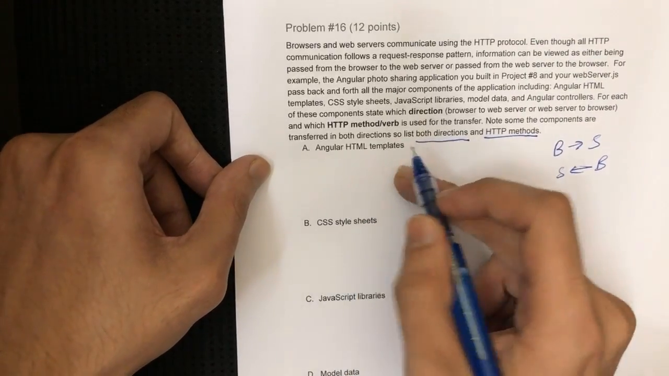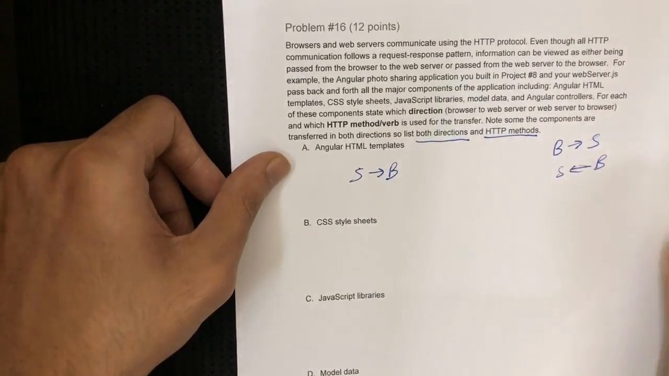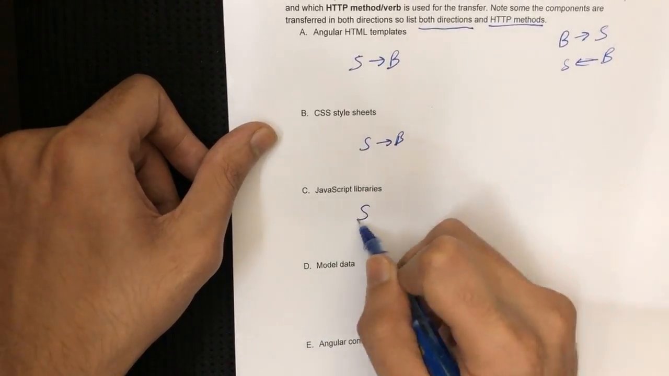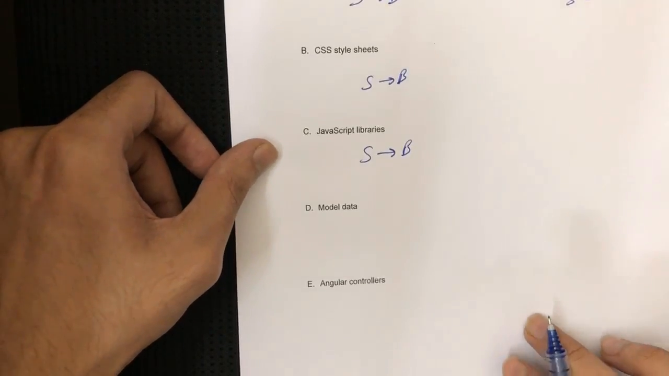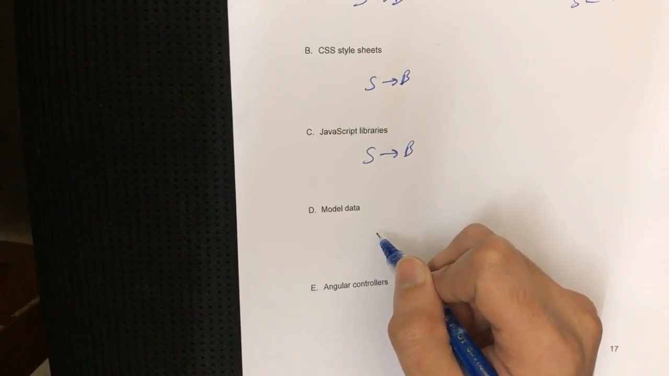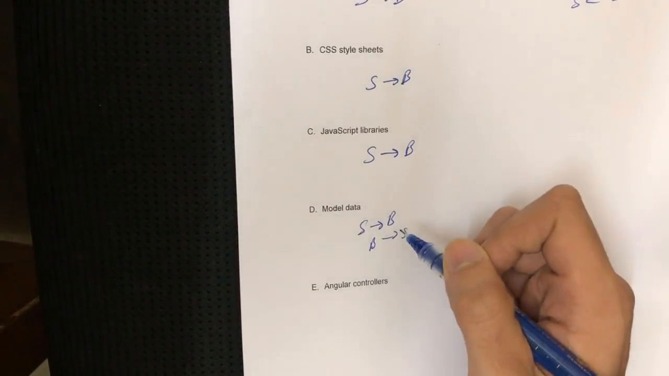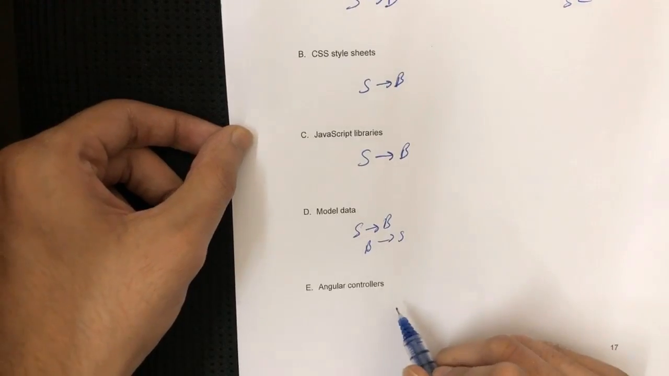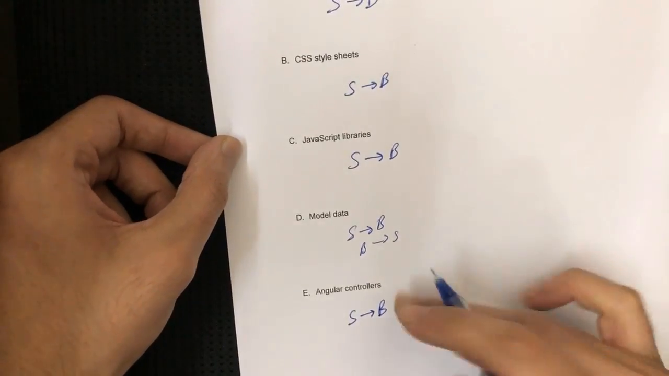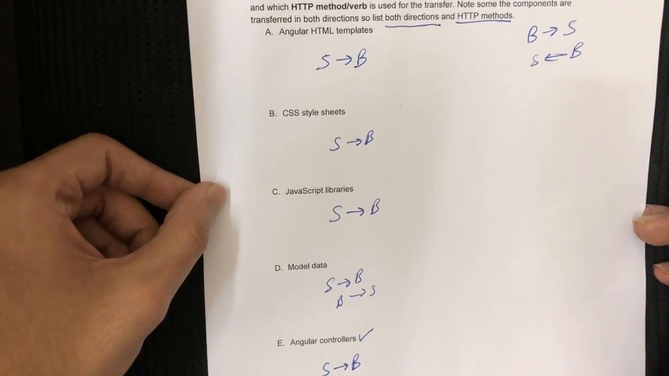Okay, Angular HTML templates are sent from your server to your browser. CSS style sheets are sent from the server to the browser again. JavaScript libraries, again server to the browser. Model data, well, it can happen in both directions. The model data is sent from server to browser or from browser to server. And the last thing is that Angular controllers are sent from the server to the browser, of course. If you know anything about Angular, you will understand this. If you don't, that's completely fine. Don't worry about this.